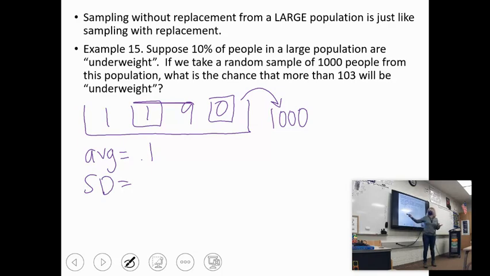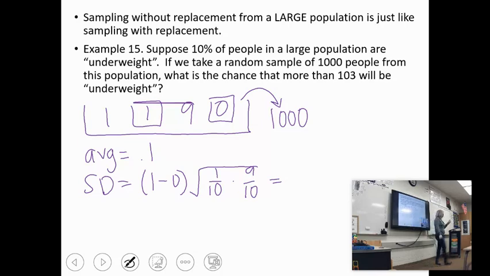SD shortcut is large number minus the small number on the ticket. So that's just 1 minus 0. And then the square root of the fraction of ones times the fraction of zeros. What's the fraction of ones? 1 out of 10. And the fraction of zeros is 9 out of 10. So really, you can just go square root of 0.1 times 0.9 if you wanted to make it quicker. And what is that, SD? 0.3 exactly?